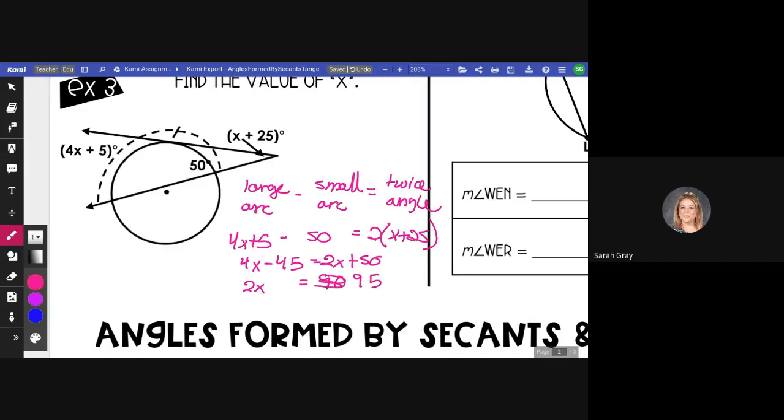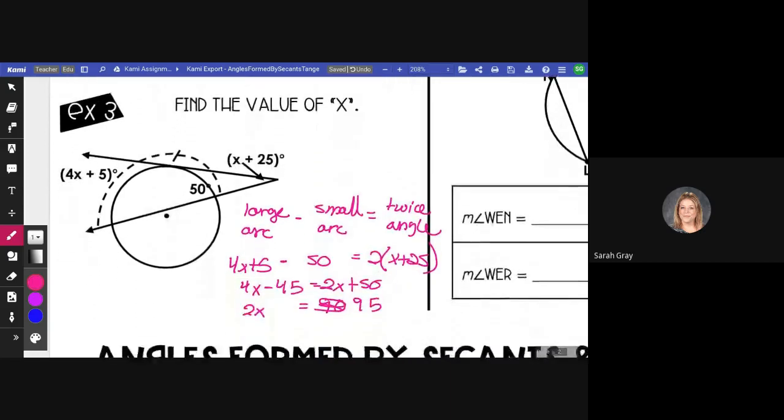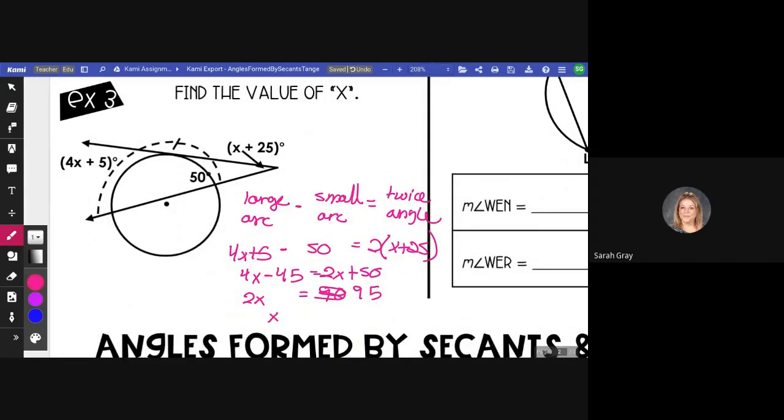95. So 2x equals 95, so x equals 47.5. So if we actually put these numbers in, I'm so glad they gave us a decimal here. 47.5 plus 25 is 72.5.